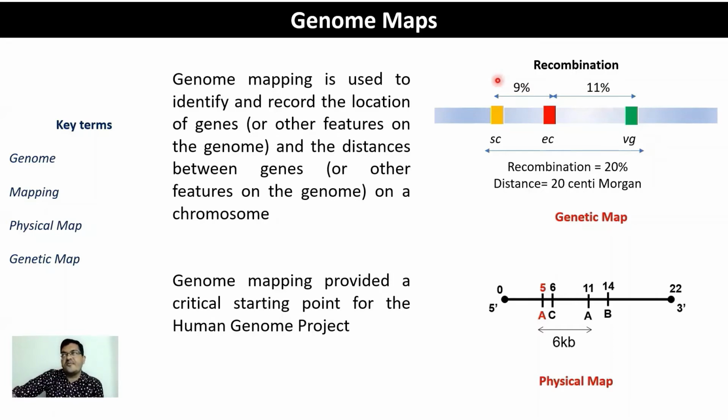This is not a very high resolution map because the number of genes present in the genome is just 1.5% of the total genome. So even if all genes are linked, you would still be able to map only around 1.5% of the genome. So this is not a very high resolution map.